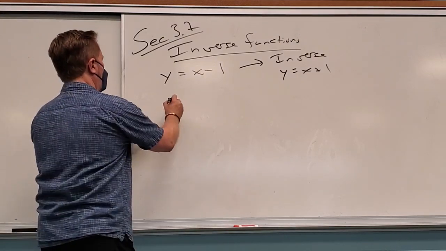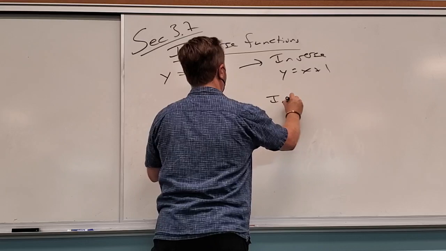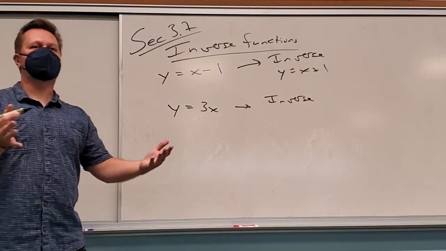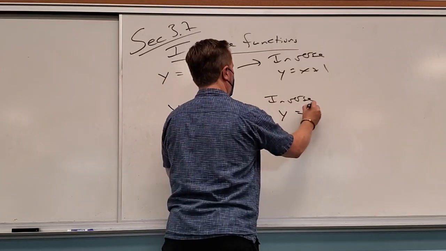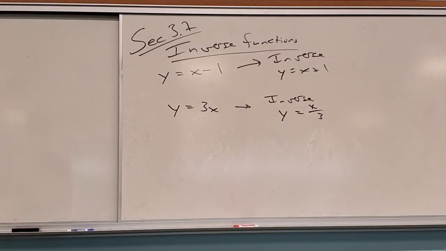What about y equals 3x? What should the inverse be? Y equals x over 3. How are we doing so far? That's too beautiful. Now, if I give you a function that's got a lot of stuff going on, it gets more complicated. In fact, it gets to a point where I can't undo everything and realize I have to do some work.